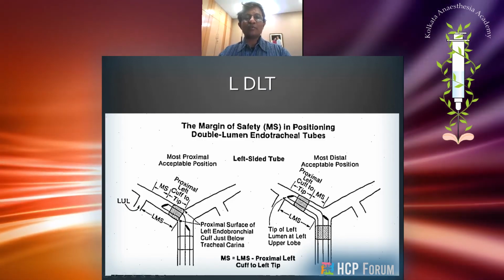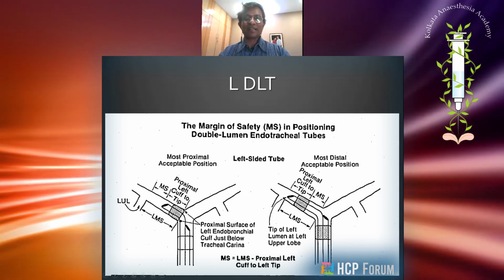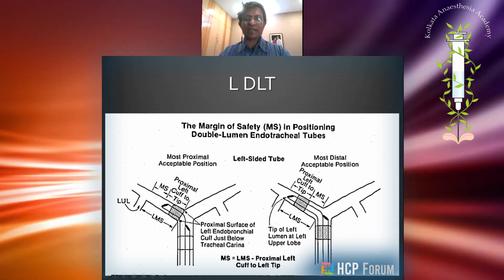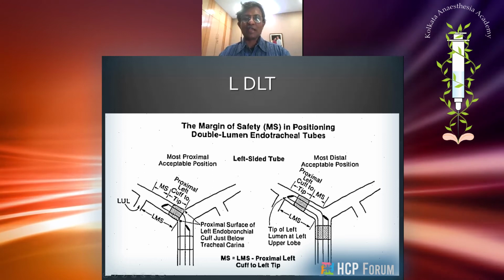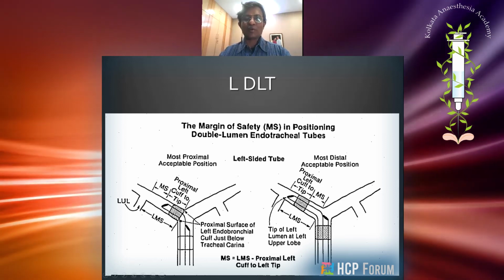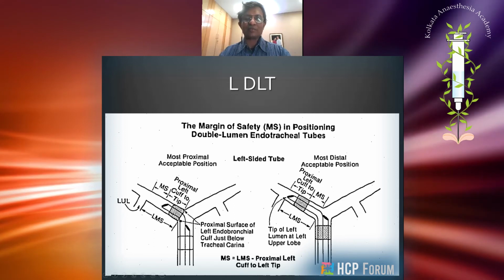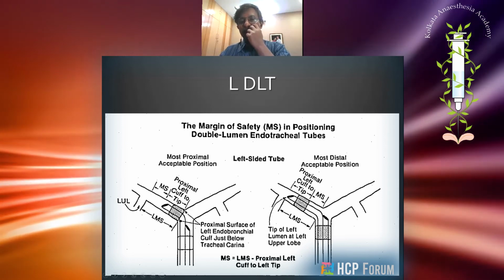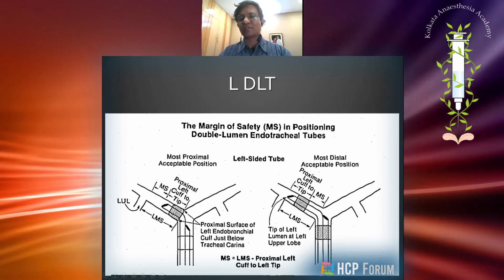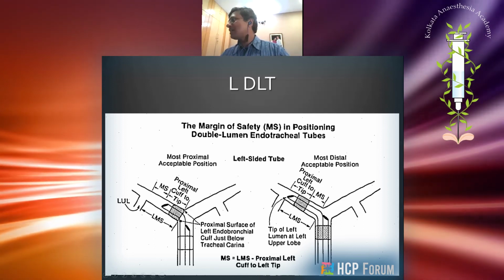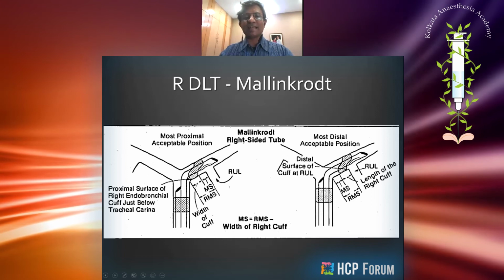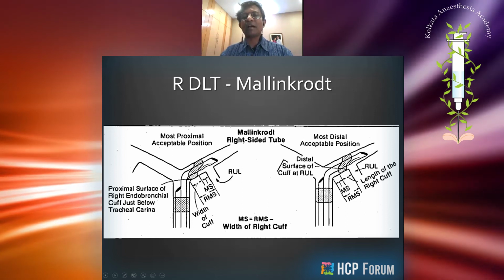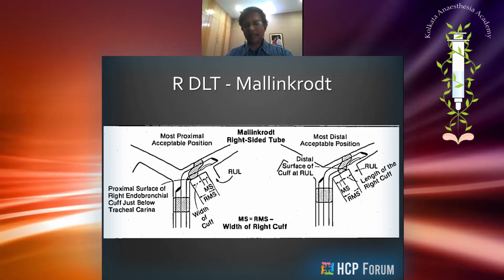If you want to go into further detail as to how the margin of safety is calculated, you find that this is the length from the carina to where one of the bronchi is taking off, and the length of the tube from the proximal end of the cuff to the distal tip, and the difference between these is the margin of safety. This is how it is calculated, and this is on the left side. If you're going on the right side, you'll find that this margin of safety is so small that it becomes a real difficulty in placing a right-sided double lumen tube.